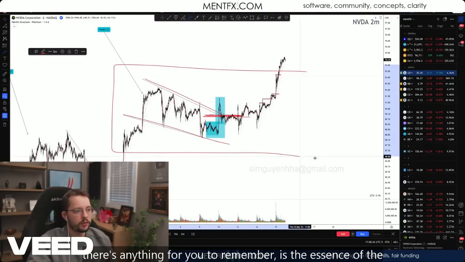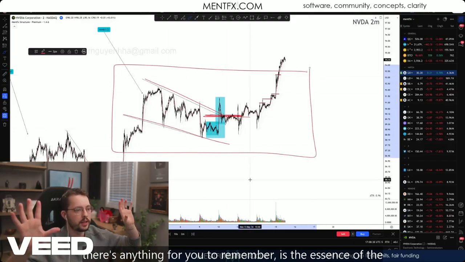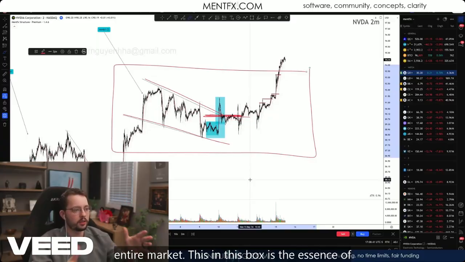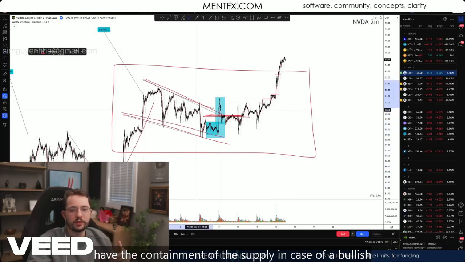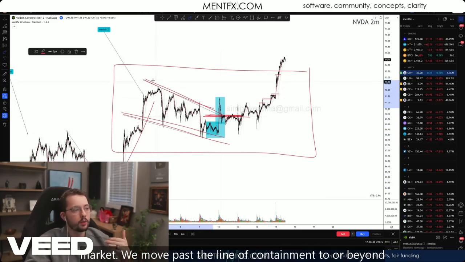This right here, if there's anything for you to remember, is the essence of the entire market. This in this box is the essence of everything. You have a move, or some kind of move occurs. You have the containment of the supply in case of a bullish market. We move past the line of containment to or beyond it.